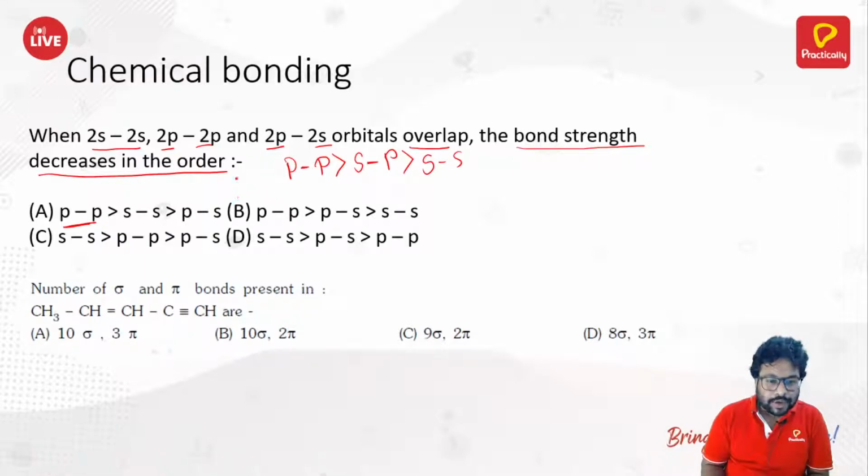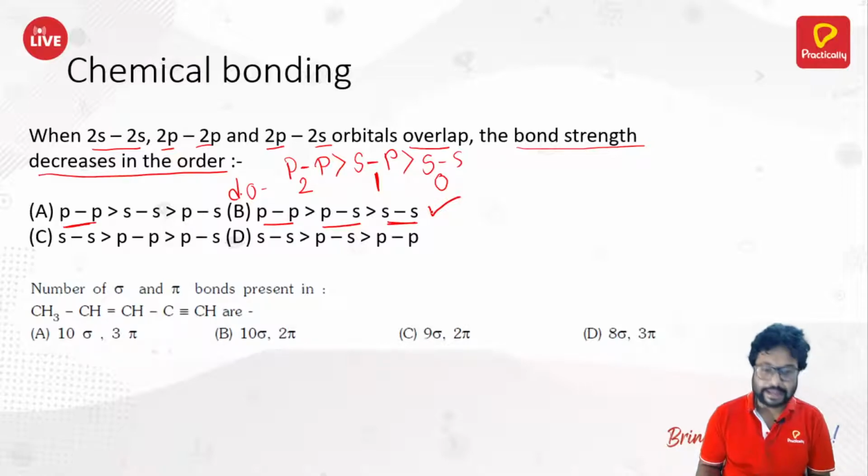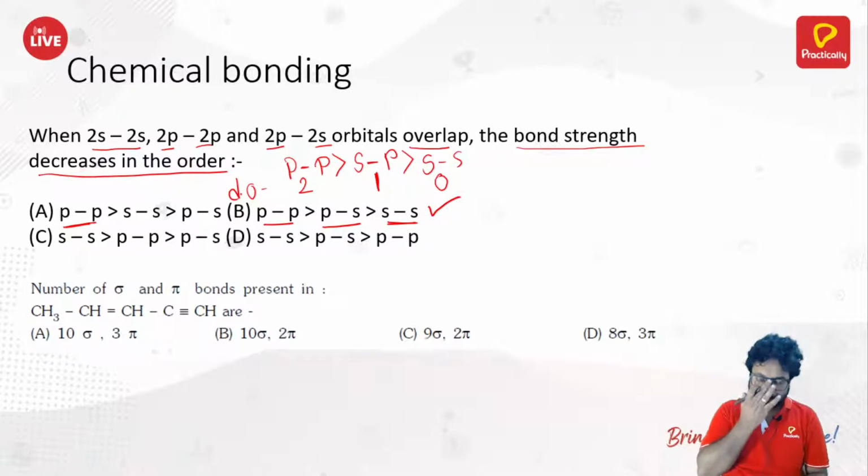In pp there are two directional orbitals, in sp you have only one directional orbital, and in ss you have zero directional orbitals. And which option suits this? The second option, B, where you have pp first, then ps, that means sp only, and lastly ss. That is why option B is the correct answer for this.